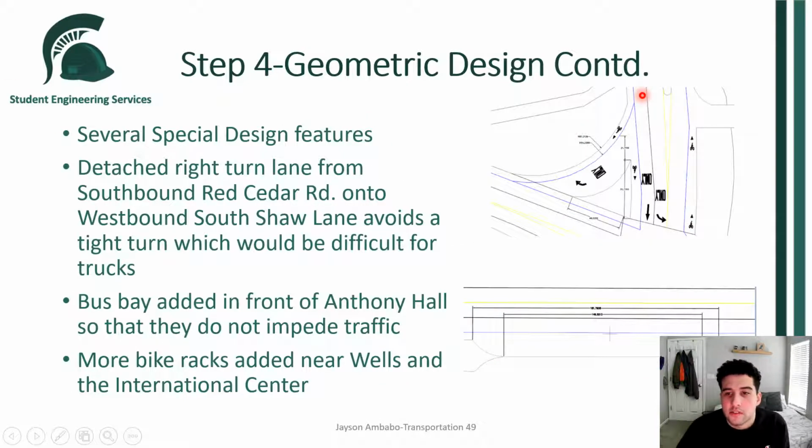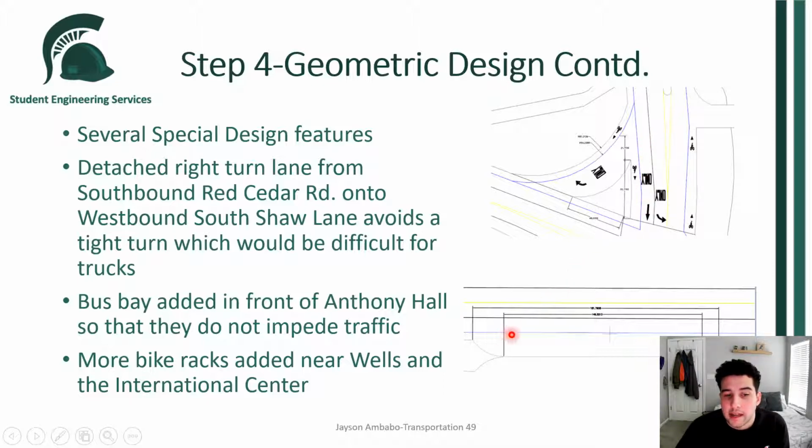So to continue, there were several special design features present within the design. The first of these I already touched on, which was this right turn lane added onto southbound Red Cedar Road at South Shaw Lane. This was added to avoid this acute angle, which cars may have been able to transverse, but it would have been problematic for buses with their increased turning radius to handle this.